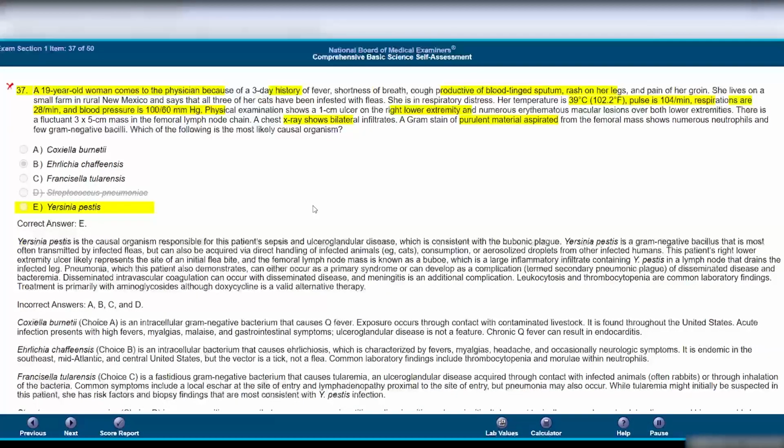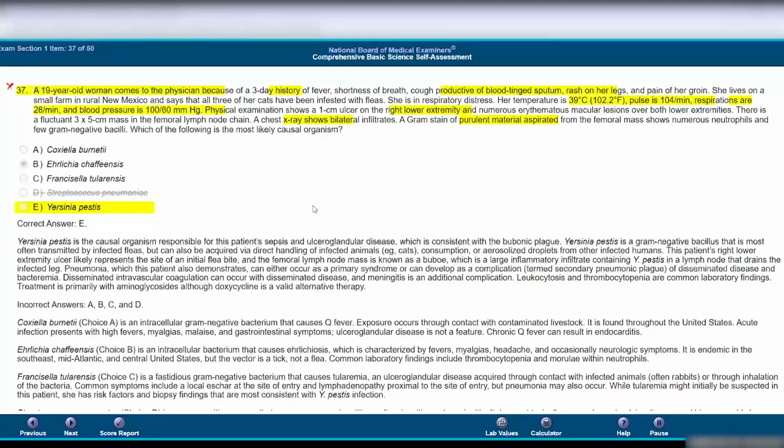I don't really know why I picked B. I think I got confused. This one is a little bit outside my wheelhouse. They're telling you about fleas, then numerous macular lesions or buboes, right? Fluctuant femoral lymph nodes along the leg. Also numerous neutrophils and a few gram-negative bacilli. So your best answer is going to be Yersinia, with the gram-negative bacilli, the lymphadenopathy of your legs, and the tenderness of the lesions. That's all going to be Yersinia. And just remember, most things dealing with insects can be treated pretty well with doxycycline.